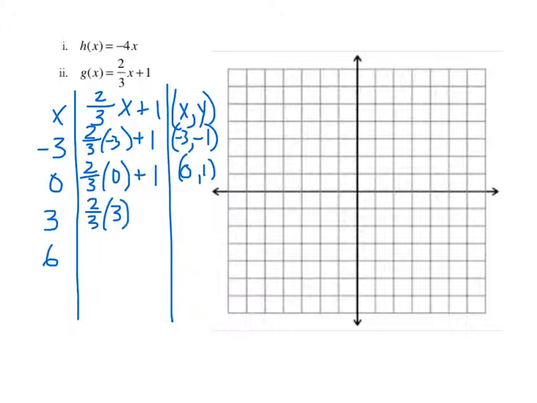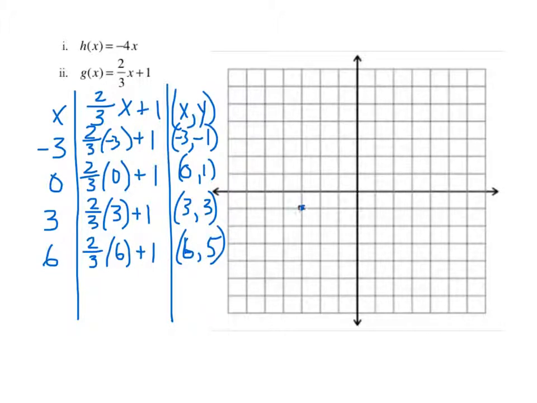2/3 times 3 would be 2, plus 1 would be 3. So 3, 3 is on this particular function. And 2/3 of 6, plus 1: 2/3 of 6 is 4, plus 1 is 5. So 6, 5. And this one's much nicer. Everything fits happily on this one. -3, -1. 0, 1. 3, 3. We can see the pattern here, making a line. And 6, 5.